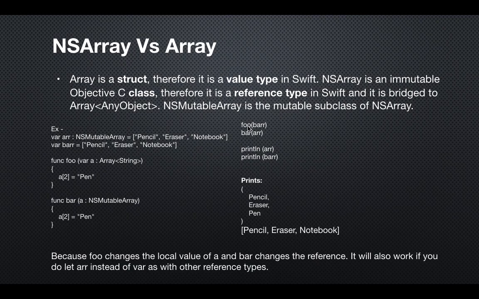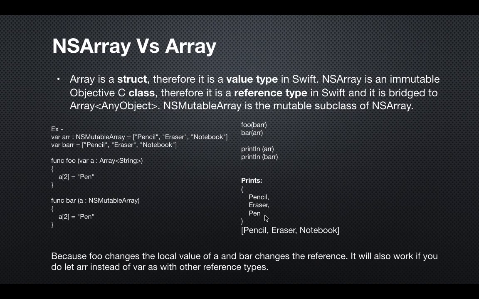So here we have called these functions with these arrays, and we are trying to print it. So when we print, arr is this array, which is an NSMutableArray, which is reference type. So what happens in reference type? The value changes. Notebook is not notebook anymore, it is pen, because we are changing the value at reference type.